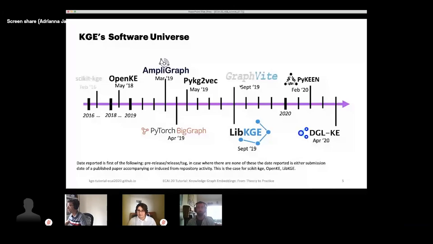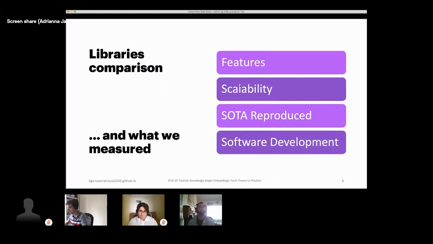And then the year 2020 brought PyKEEN and DGL-KE. So as we can see, there are a lot of libraries available, and we will have a look at some of them. We will look at the features that each library has, scalability, and whether state of the art was reproduced.